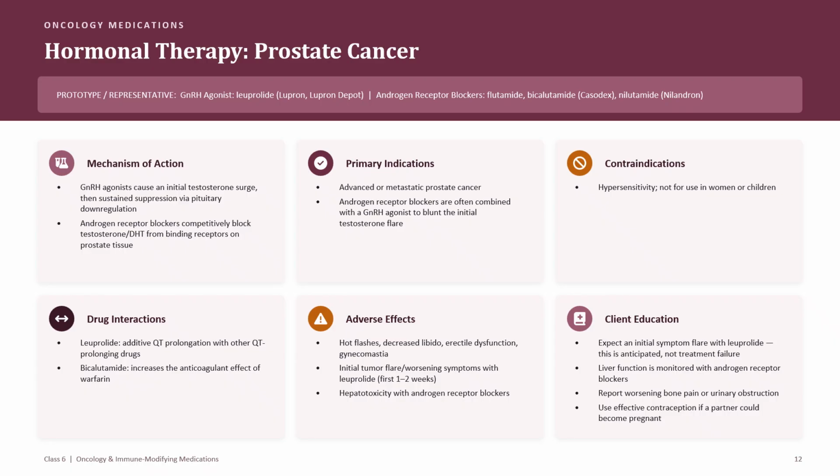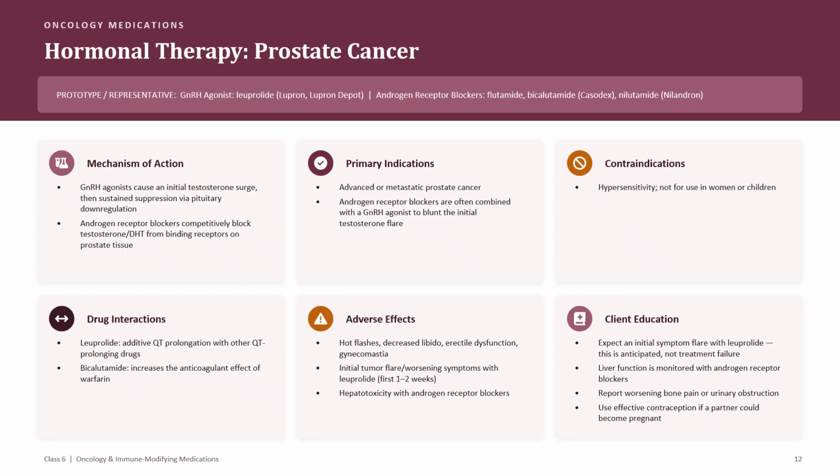So, still on hormonal therapy, but now with prostate cancer. Same concept as the last slide, different hormone, different sex specific cancer. Prostate cancer is often testosterone driven. So the strategy is to cut off testosterone supply or the access to its receptors.